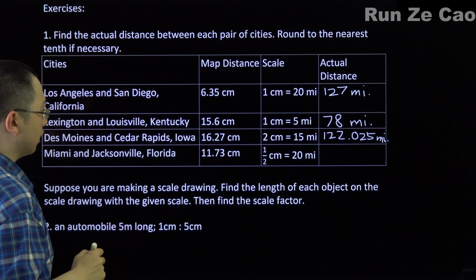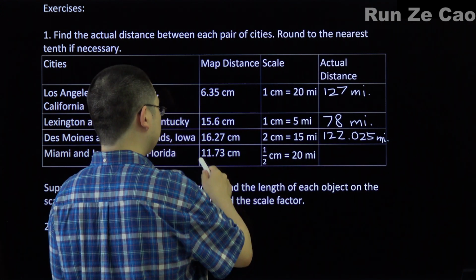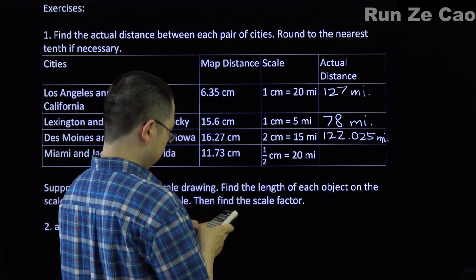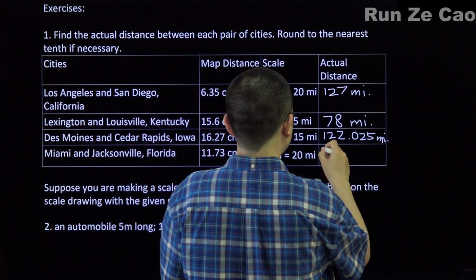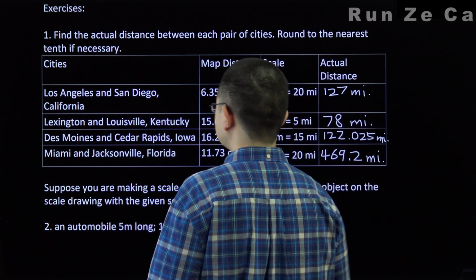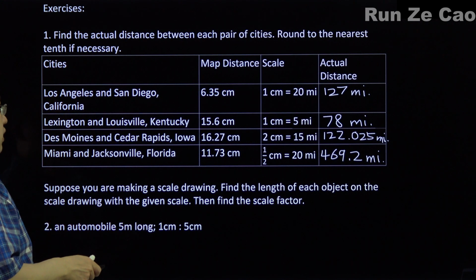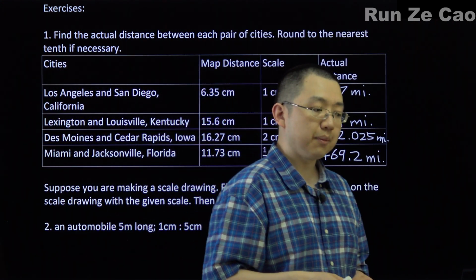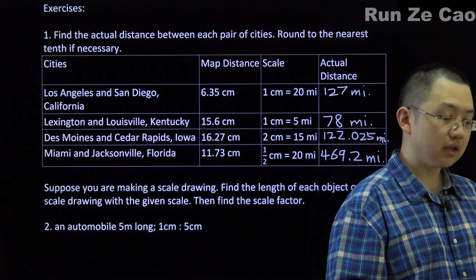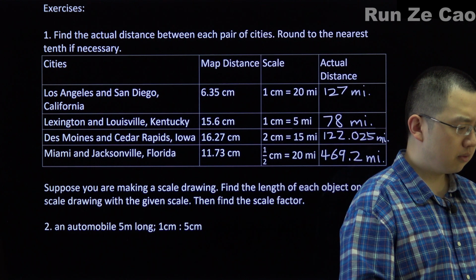Miami and Jacksonville, Florida. Half a centimeter is 20 miles. So 1 centimeter is 40 miles. And it's 11.73 centimeters. 11.73 times 40 is 469.2 miles. This seems a little bit off here. I do believe there was an error made on this map somewhere. Because almost 500 miles is a long, long way. And I don't remember Jacksonville being that far from Miami. Oh well.